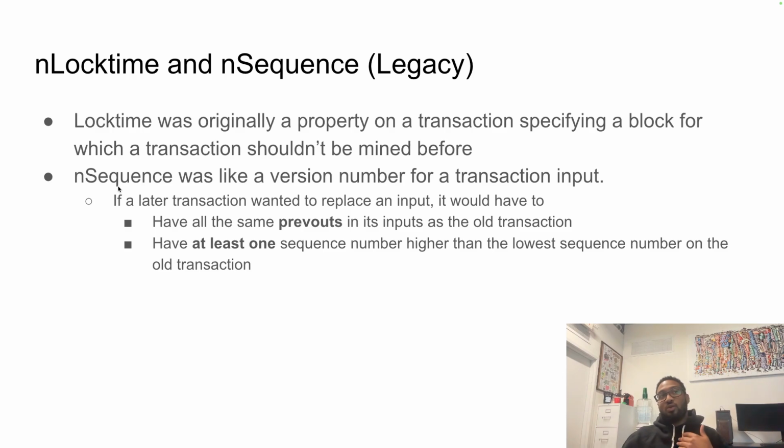So if a later transaction wanted to replace an input, it would have to have all the same prev outs in its inputs as the old transaction. If I had an input I wanted to respend, I'd have to make a new transaction with that input and all the inputs it was spent with the first time.